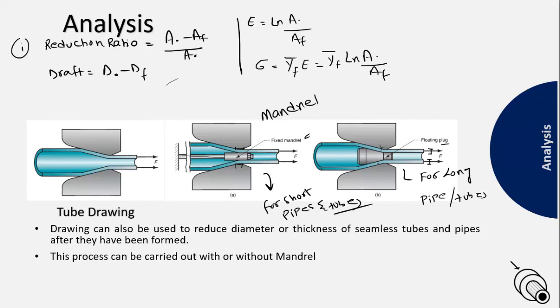So in the next lecture we will be starting chapter number 20, the second type of metal forming process, that is the sheet metal process.